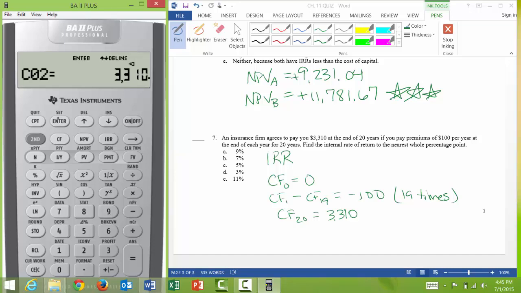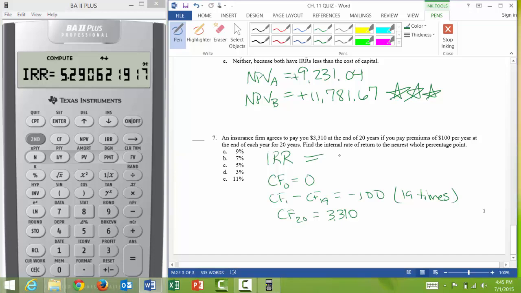And I'll hit enter. And then I just go to IRR and hit compute. And so the nearest whole percentage point is the IRR of 5%. So that's answer C. So we just rounded down for that one. So those were just some practice problems for chapter 11.